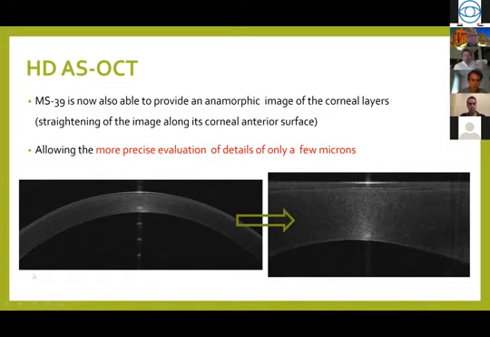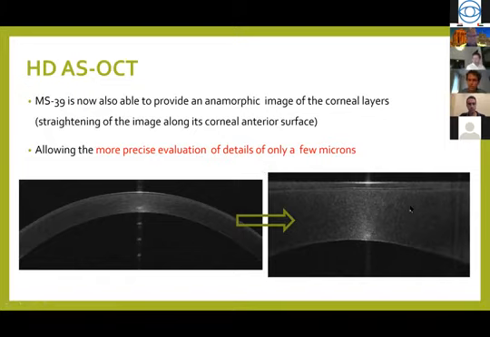So if we have the corneal OCT image and we do the anamorphic image, what it does is straighten and stretch the whole image along the anterior corneal surface. Of course, this will deform the image. So this is not the normal shape of the cornea. This is the natural shape. This is an abnormal shape. But actually, it allows us to see detail in a few microns.